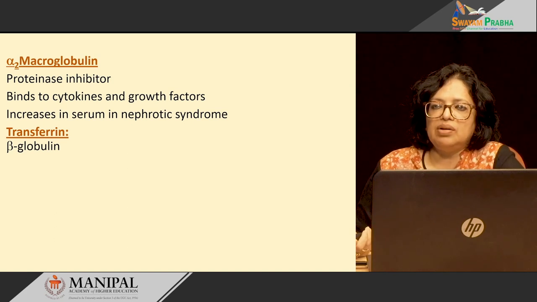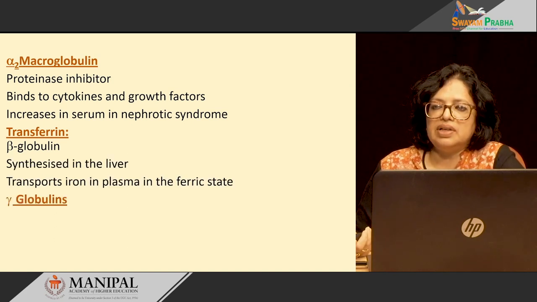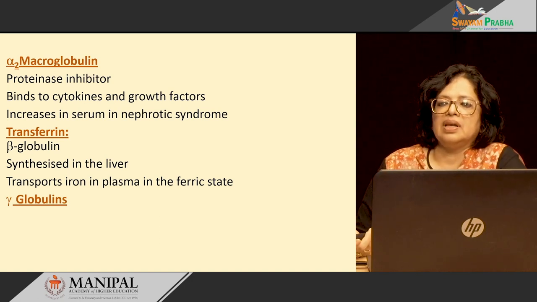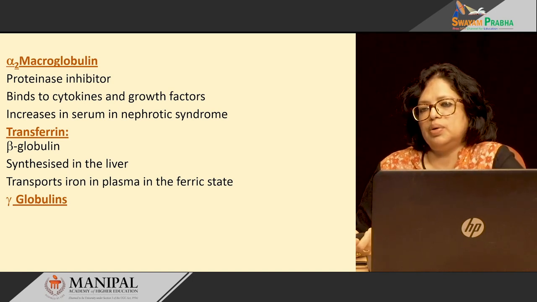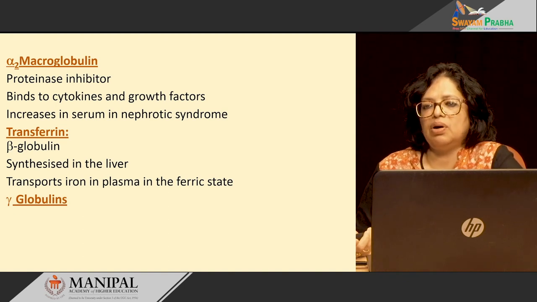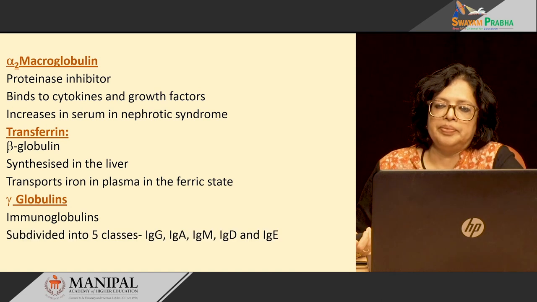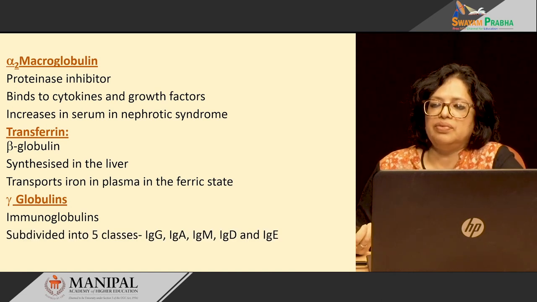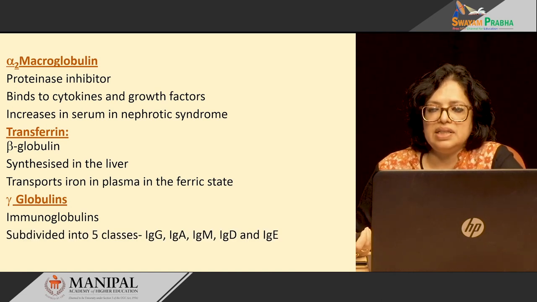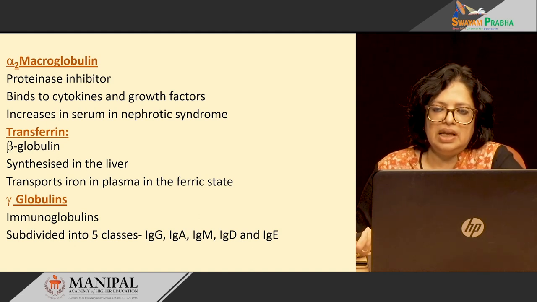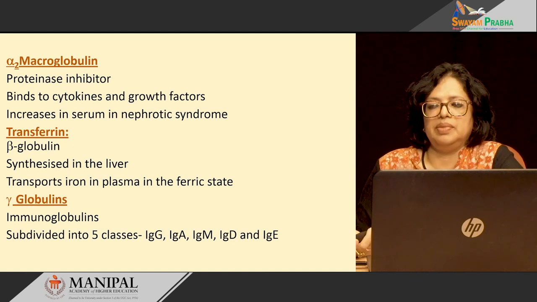Transferrin is a beta globulin synthesized in the liver, which transports iron in plasma in the ferric state. And then there is a group of gamma globulins, which are commonly called immunoglobulins. These are subdivided into 5 classes: IgG, IgA, IgM, IgD, and IgE. And we are going to learn about them later on.